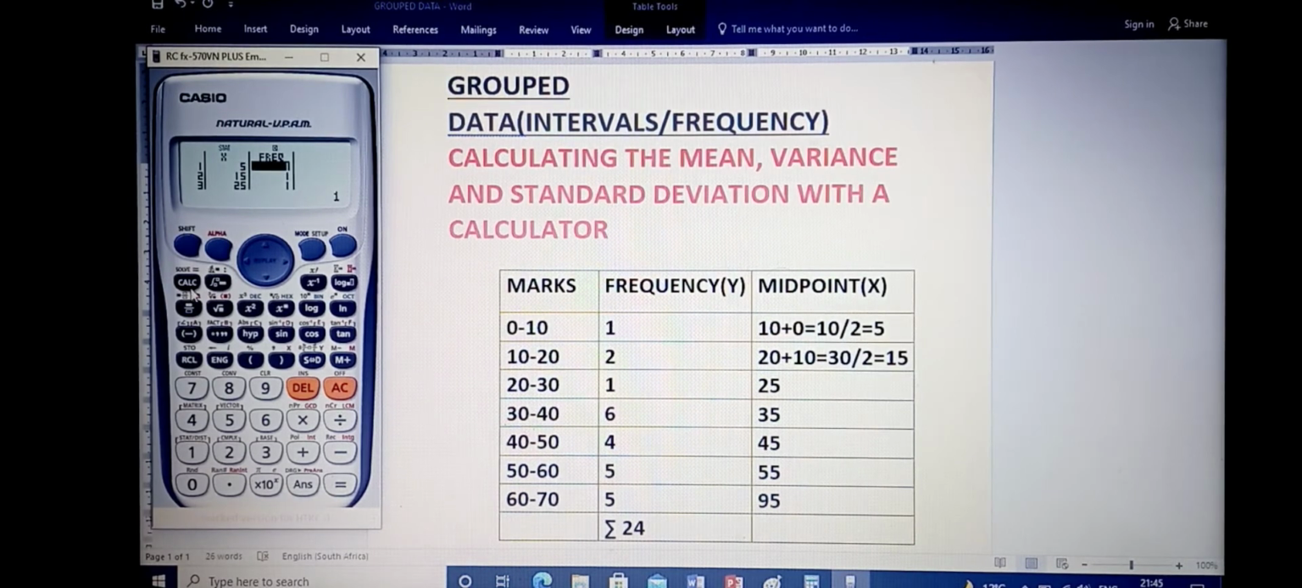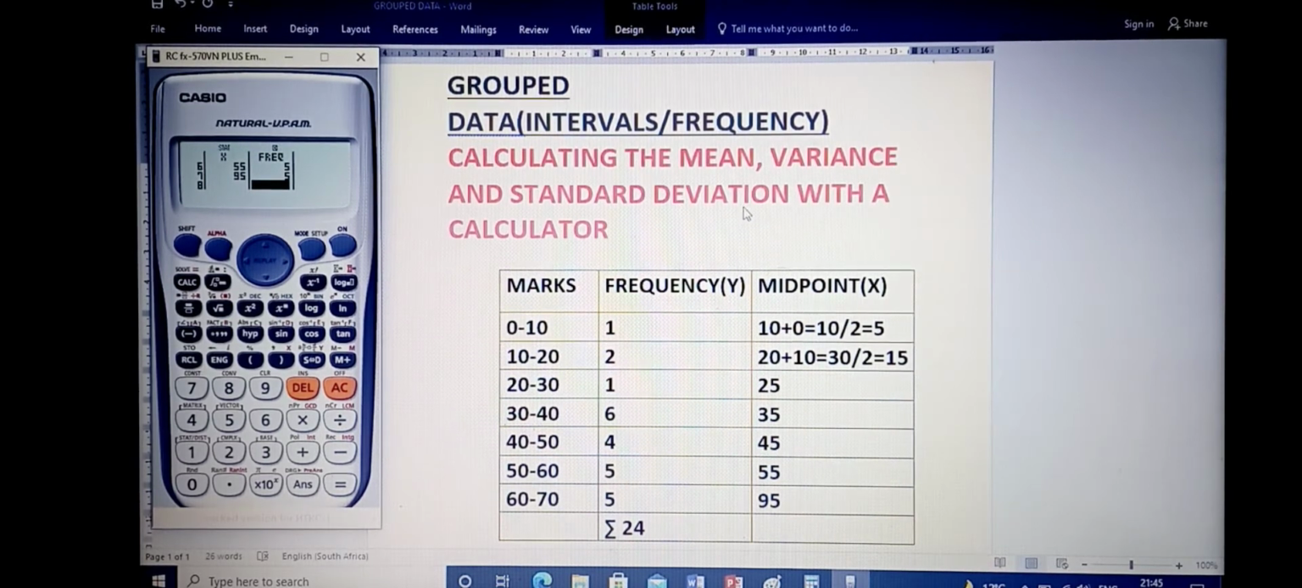Okay, so the first one for 5, the first one is 1, okay, then that equals, then 2 equals, and then again a 1 equals, and then 6 equals, 4 equals, and then 5 equals, and then 5 again equals. Right, so now I have entered all my data onto the calculator in a stat mode.